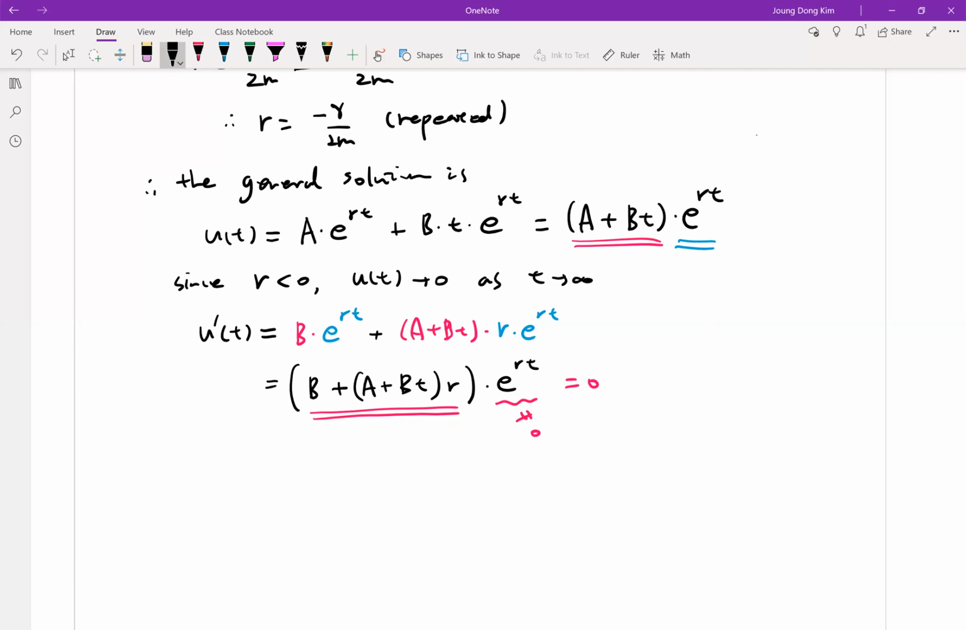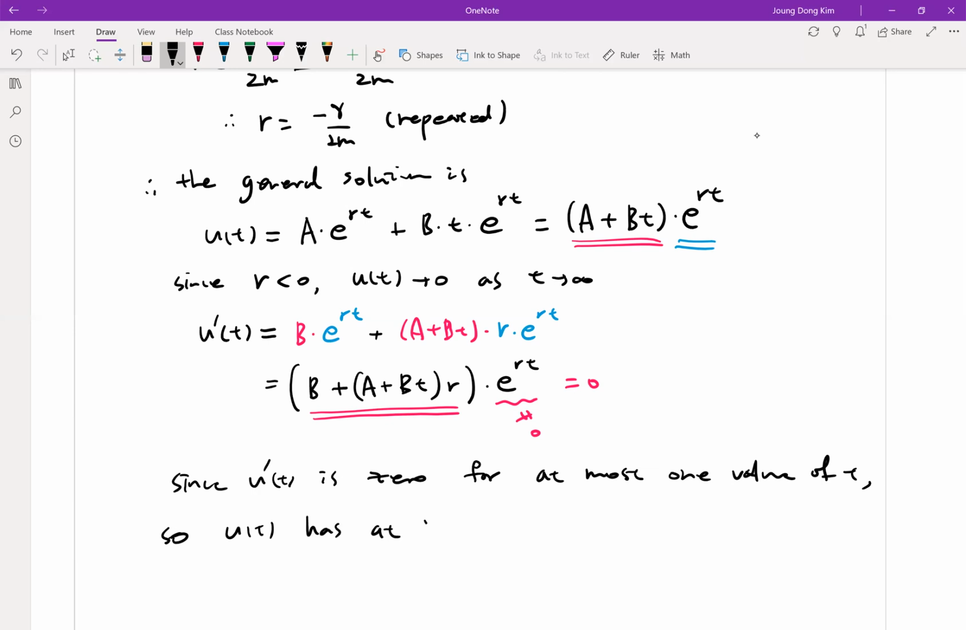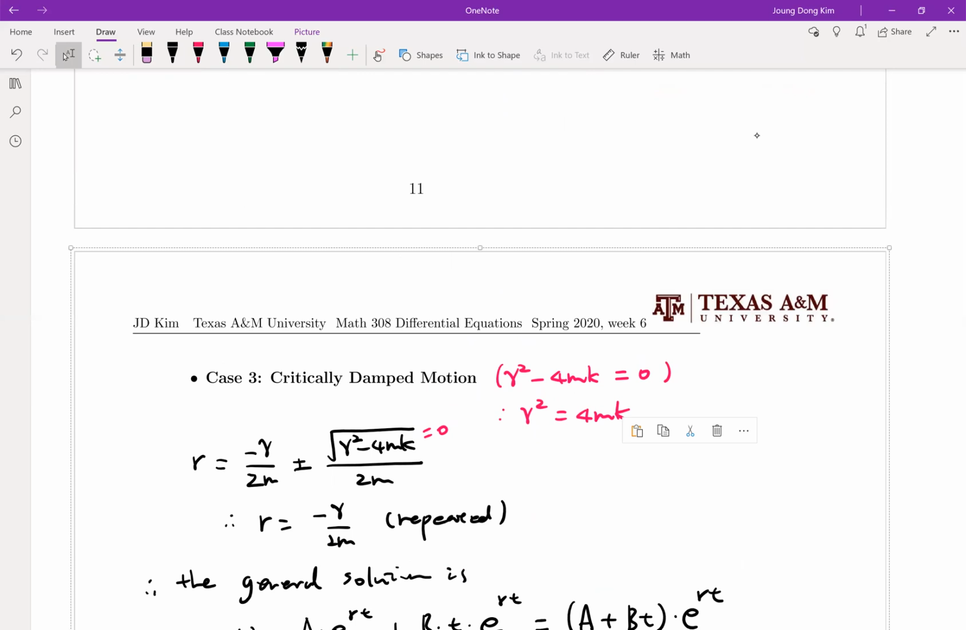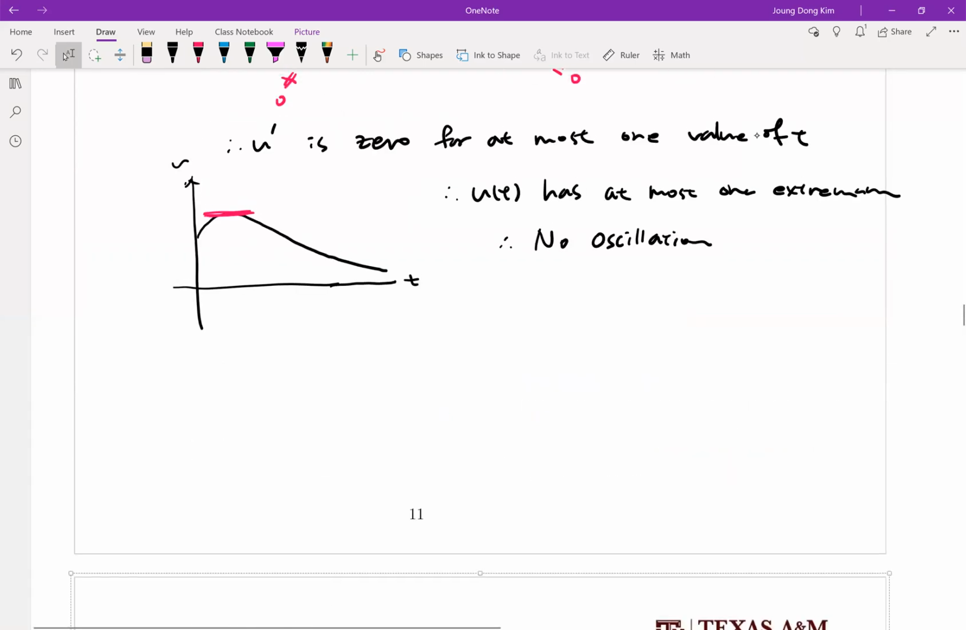So what does that mean? There is only one local maximum or local minimum. Let me state this: since u prime is 0 for at most one value, u(t) can have at most one extremum, right? As I showed you before in overdamped motion, your solution graph will be something like this. Does it make sense? Which means there's no oscillation for this case too.